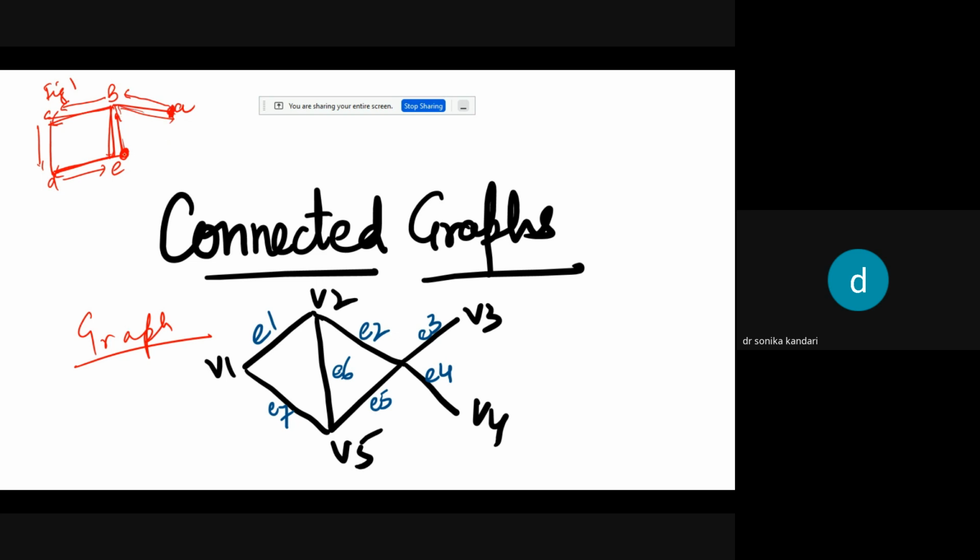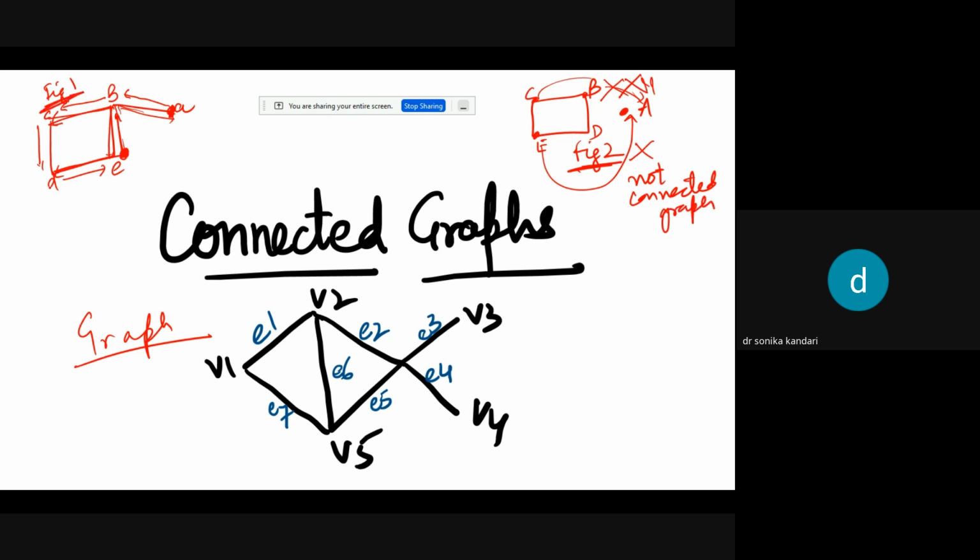So a path exists between any two vertices. But look at the figure 2 graph. Is this a connected graph? No, it is not connected, because from B we can't move to A. From C we can't move to A. From E we can't move to A. So the figure 2 graph is not a connected graph, while the figure 1 graph shown on the left-hand side is your connected graph.